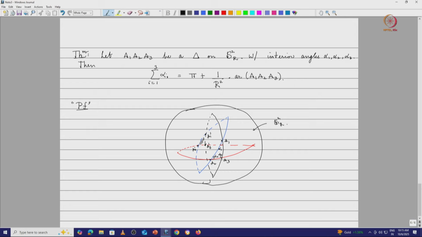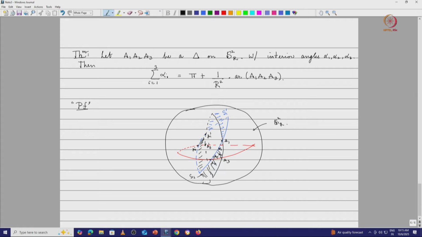Okay, so now I want to do the following. I want to consider this sector. So I take alpha 1 and I consider this sector which goes to the back of the sphere. I call that S1, and I want to take the other sector formed by this angle alpha 1, and I want to call that S1 prime.